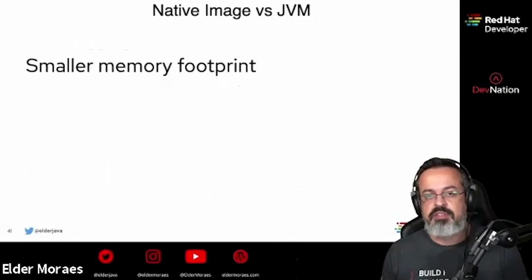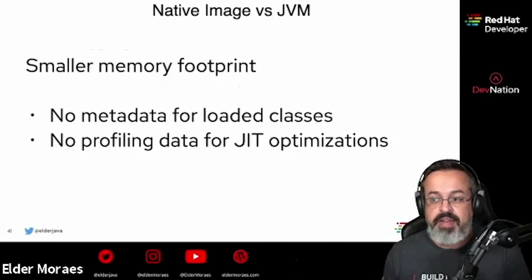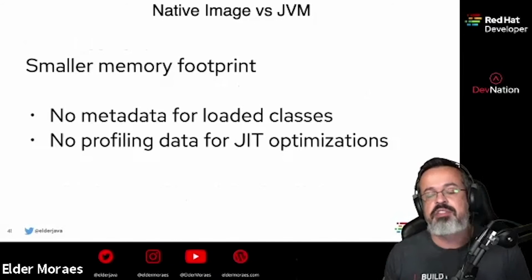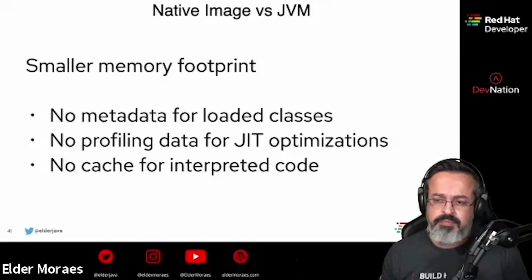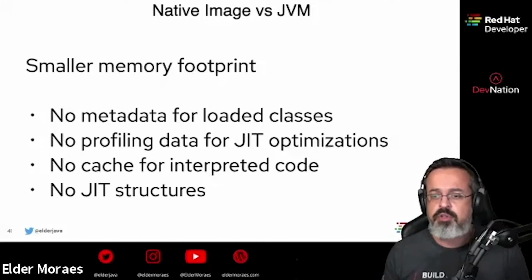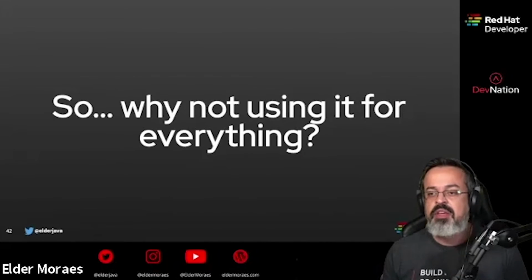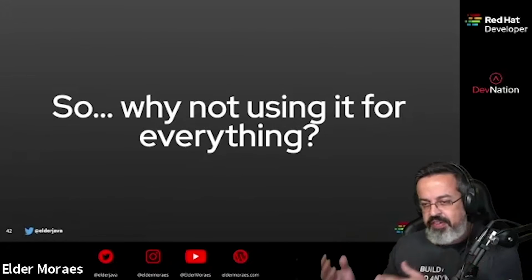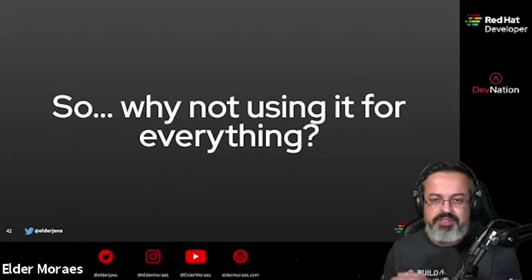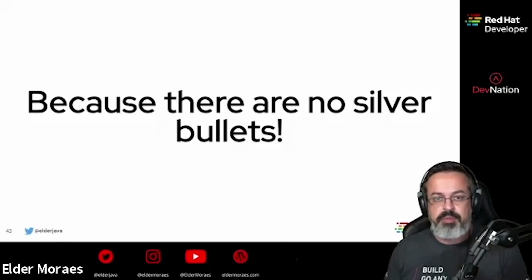The footprint is smaller, because there is no metadata for loaded classes, there is no profiling data for JIT optimizations because there's no JIT. There's no cache for interpreted code, and there are no JIT structures because, guess what? There's no JIT. Okay, so why not use native image for everything? Because it's just incredible. It's faster, the footprint is smaller, and the startup is great.